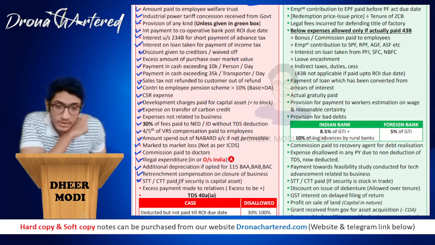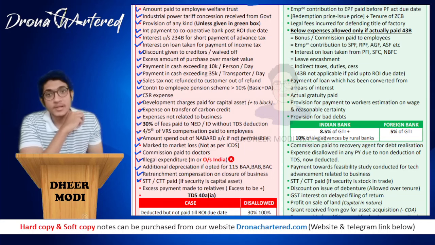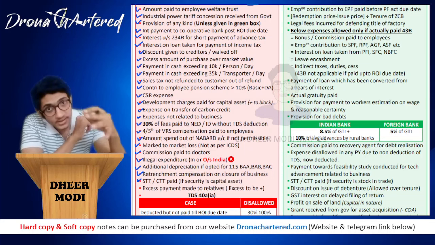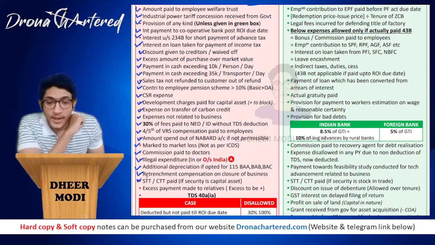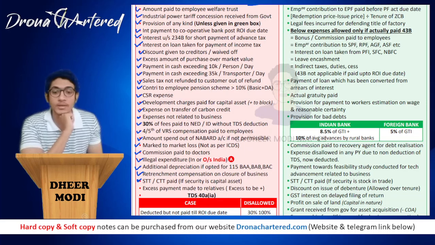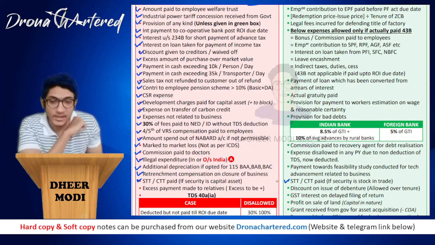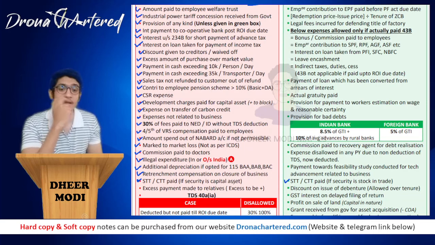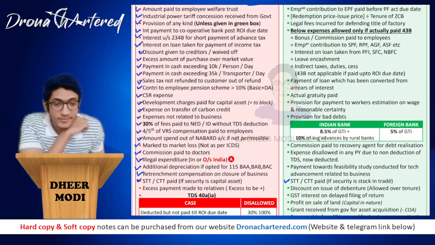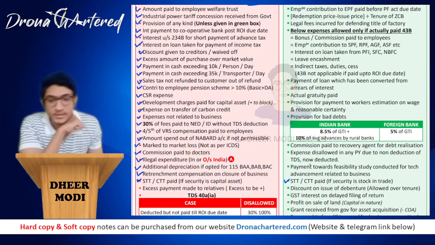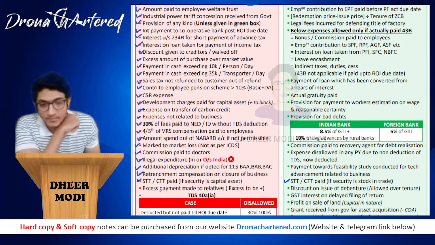Any STT or CTT paid if security is a capital asset, that means if its gains are taxed under capital gains, then in such a case your STT and your CTT will not be allowed as deduction. Okay, sir, when will it be allowed as deduction? It will be allowed as deduction if the security is a stock in trade. I have tried to keep it right and left so that you remember: if you treat that security as your stock in trade, that is, if it is your business asset, then STT and CTT will be allowed. Your STT is for securities and CTT is for commodities.